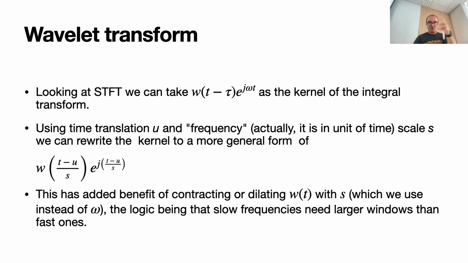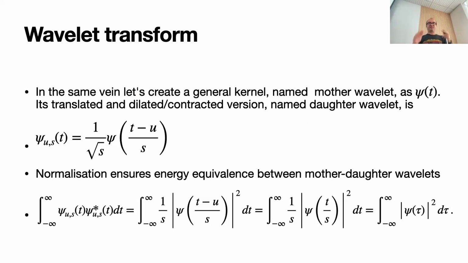Wait, this is all that I was talking about. The things by which we do compression and move around are these two parameters, U and S. Parameter U moves this stamp in time, and parameter S compresses it or stretches it out. And this is how we do the wavelet transform.